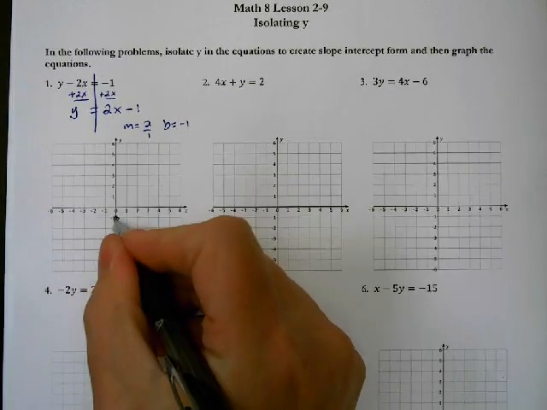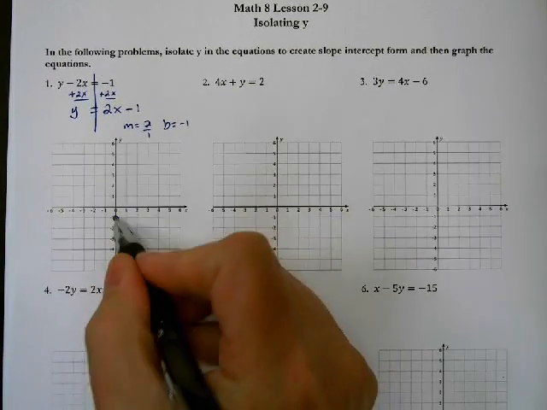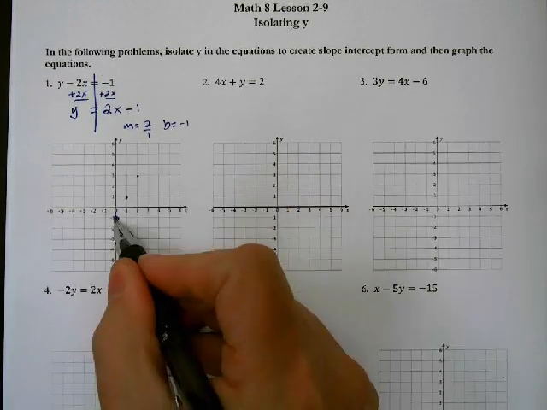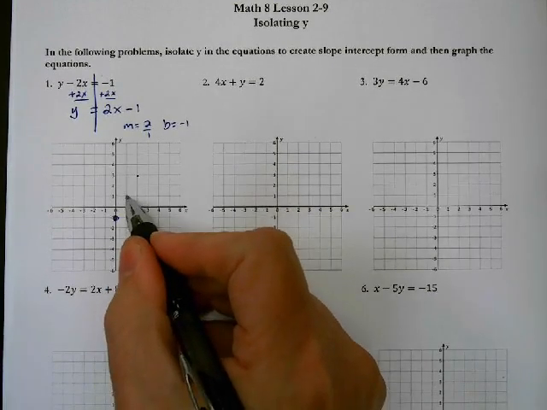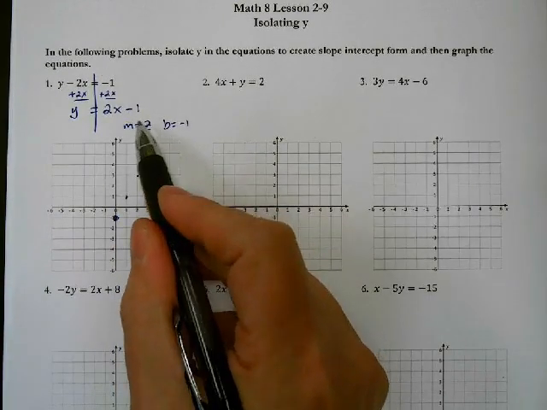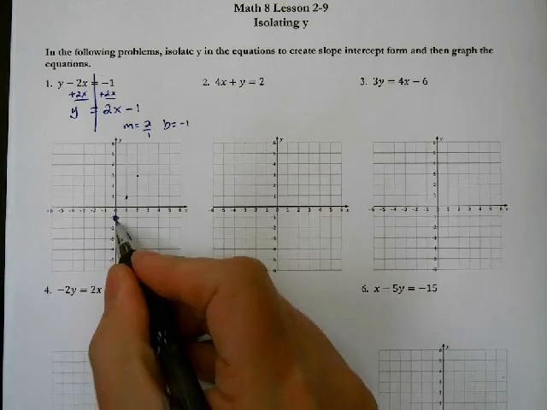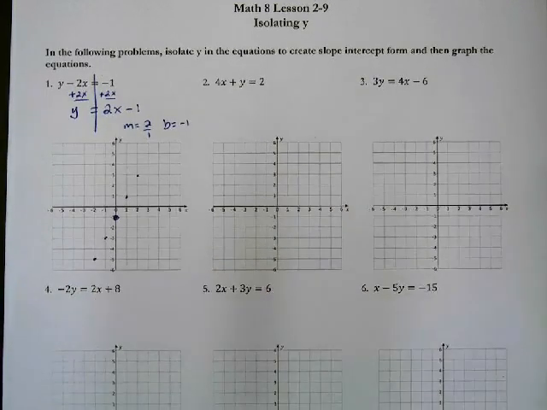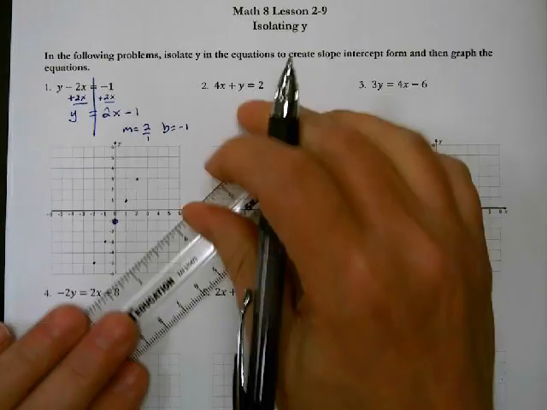So I go down 1, and then I go up 2 over 1. Up 2 over 1. I'm going from this point here, up 2 over 1, up 2 over 1. Now remember, you can also do the opposite of this. You can go down 2, left 1, down 2, left 1. They're all on the same graph.